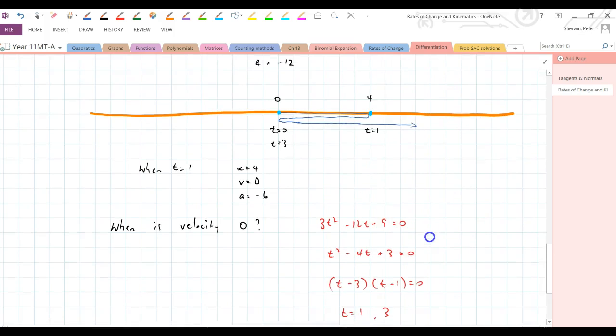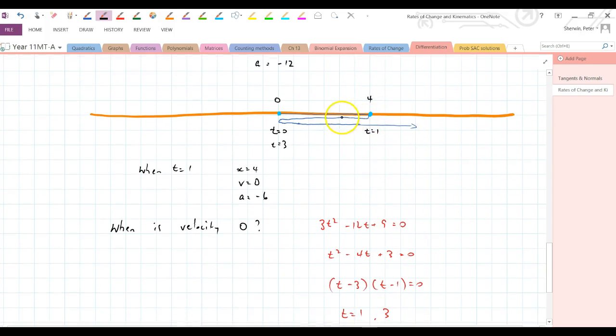So that's as fast as it gets. After 2 seconds, it's heading back this way. It picks up top speed because acceleration is 0. Then it slows down again to another velocity of 0. Acceleration is positive, it takes off.